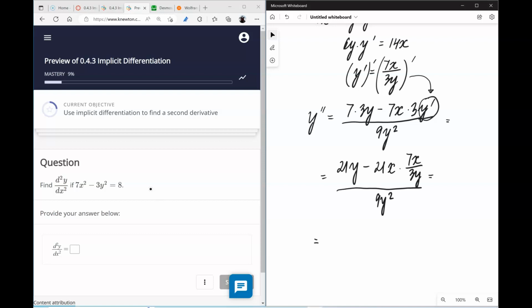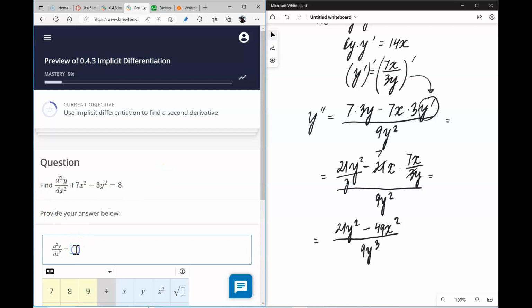So first of all, I want to reduce everything by 3. So this becomes 7. So we only have y. So if I throw another y here, this becomes squared. So now we have 21y squared minus 49x squared divided by y, and then we have another 9y, so it's 9y cubed. Let's see if that's the right answer. Don't know if it's easier than what we've done earlier, but it is pretty straightforward.